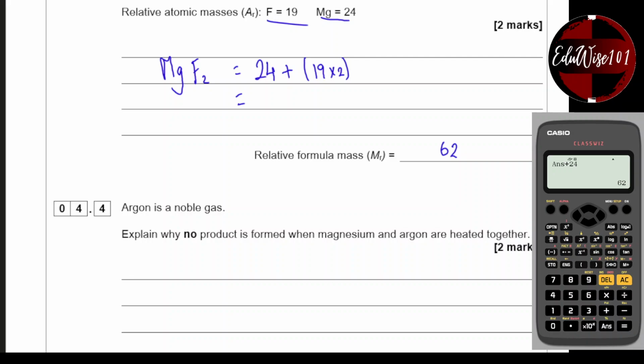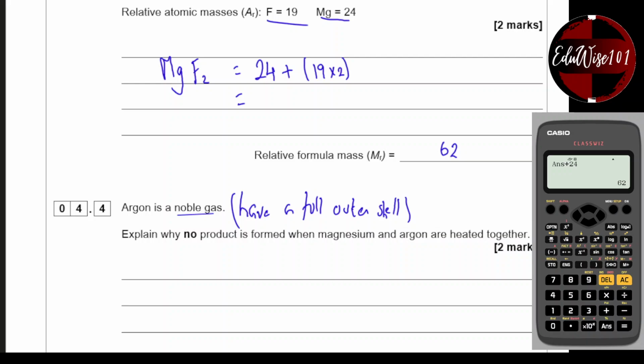Argon is a noble gas. Explain why no product is formed when magnesium and argon are heated together. Now, because it's a noble gas, it will have a full outer shell. So all noble gases, which are group 0, have a full outer shell. That means those atoms are generally stable.